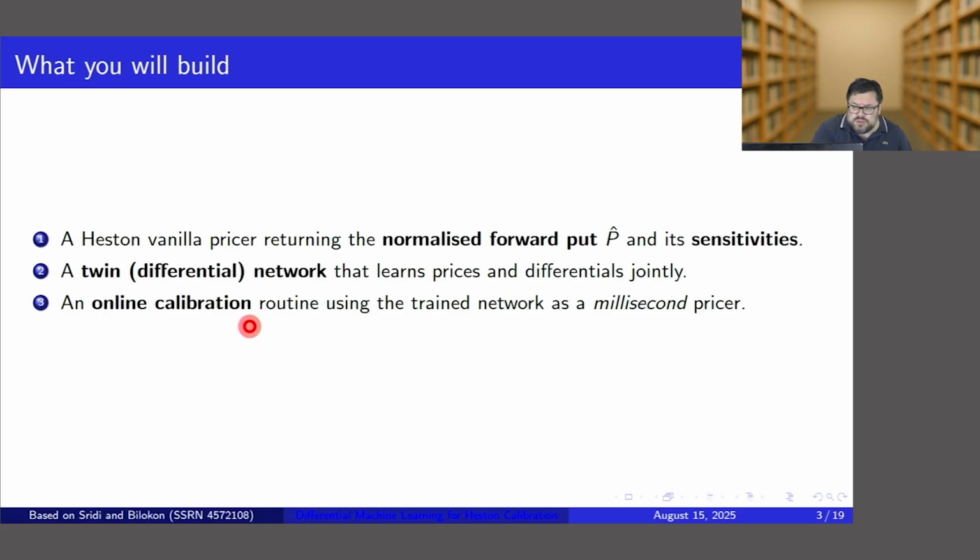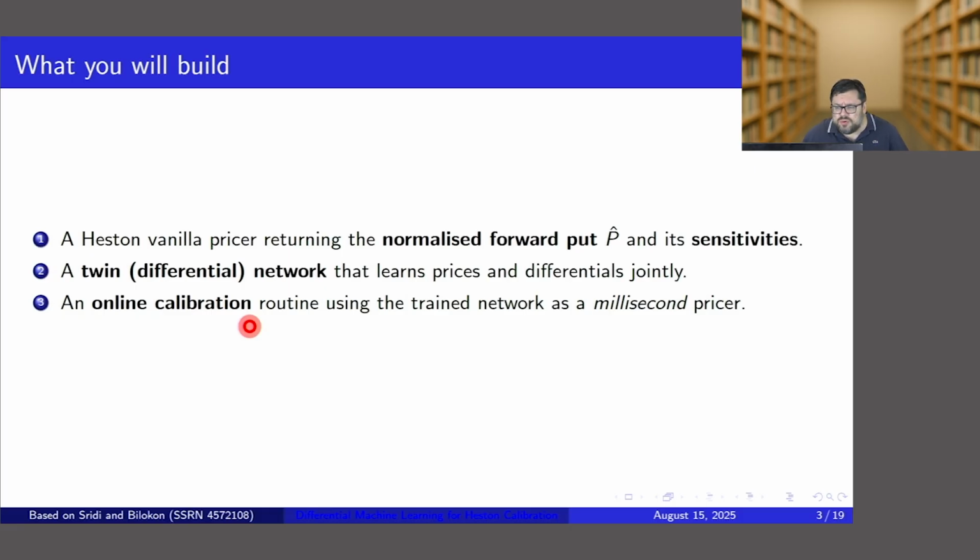And the third deliverable is an online calibration routine that treats the trained network as a millisecond pricer. The network replaces slow semi-analytical pricing during calibration, enabling fast, robust parameter search in production. Throughout, I'll emphasize practical choices: sampling ranges, activation functions, normalization, and the loss function design that materially affect performance.